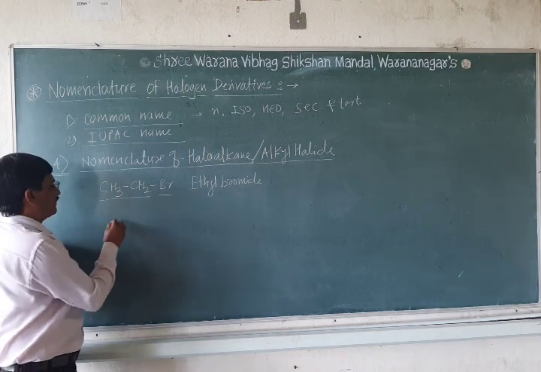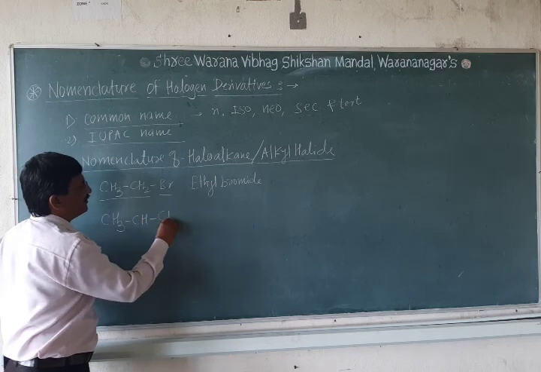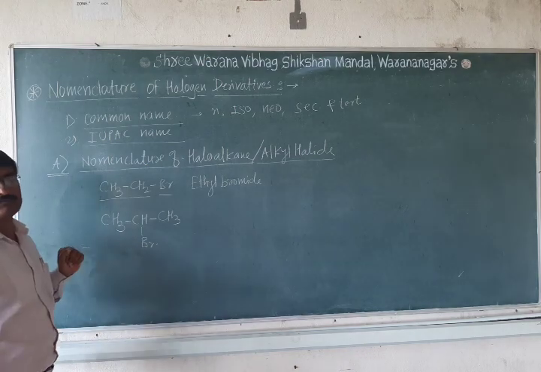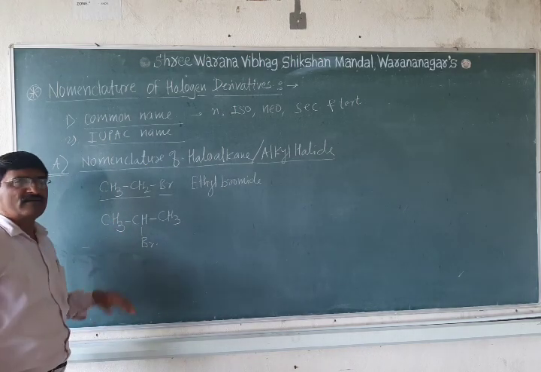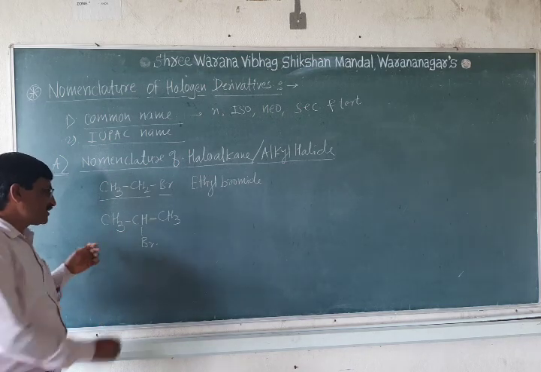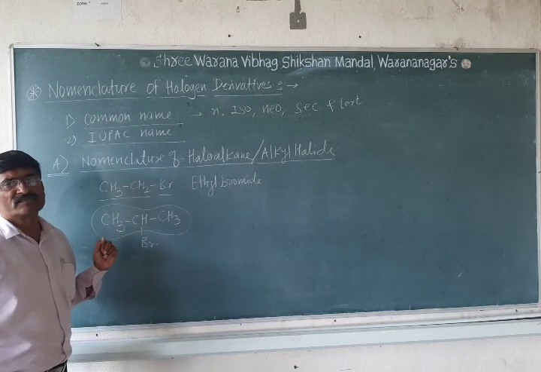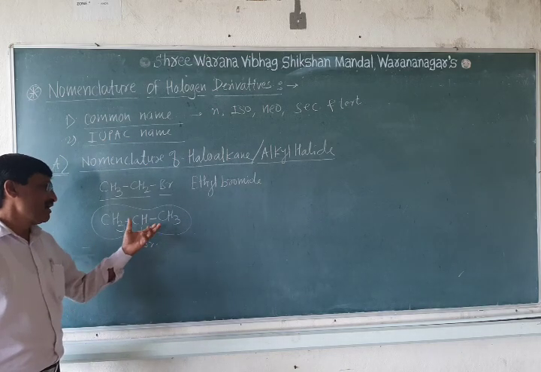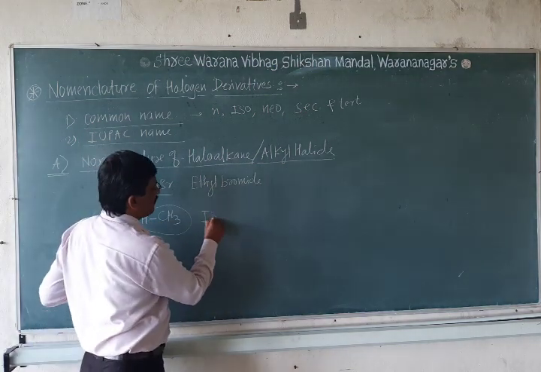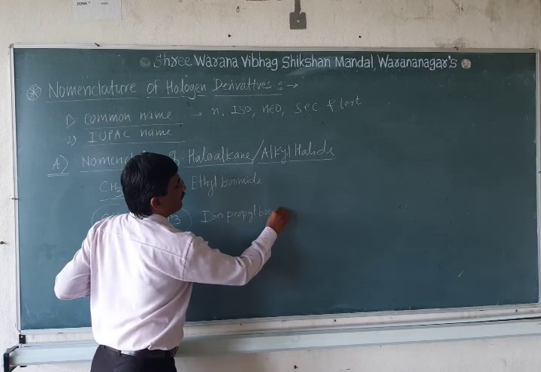Instead of that, if you take another example, CH3CHBrCH3, here there is a bifurcation, that is, the bromo group is present at carbon number two. That time the resultant group is the iso group, and that's why the common name is isopropyl bromide.